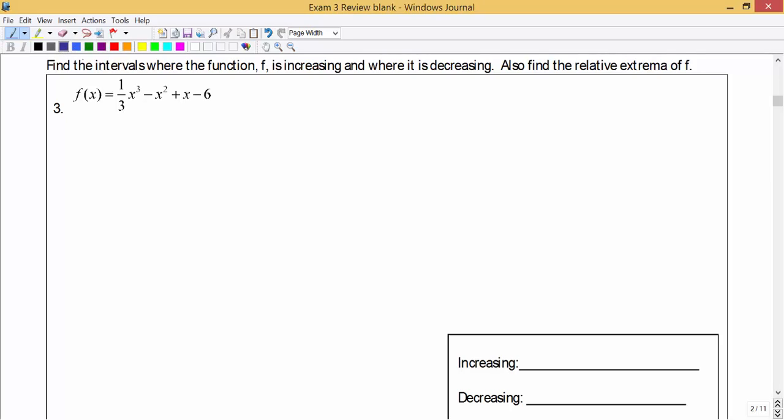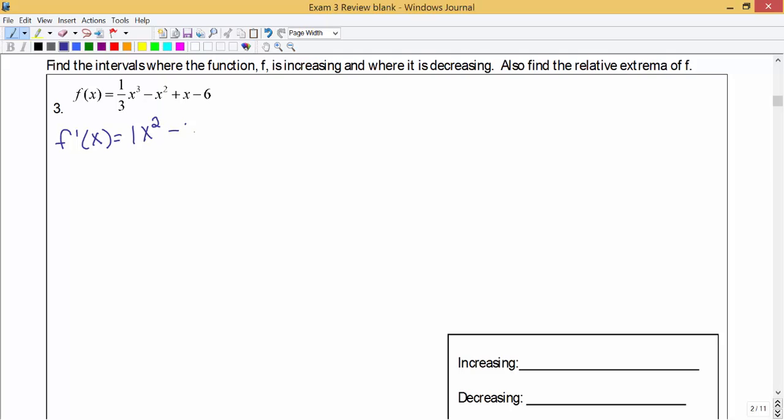For number 3, we're asked to find the intervals where the function f is increasing and where it is decreasing, and any relative extrema. So the first thing we're going to do, since we're looking for increasing and decreasing, is find the first derivative. We're going to use the power rule. 3 times 1/3 would be 1. Reduce the power by 1, so that's 1x squared.